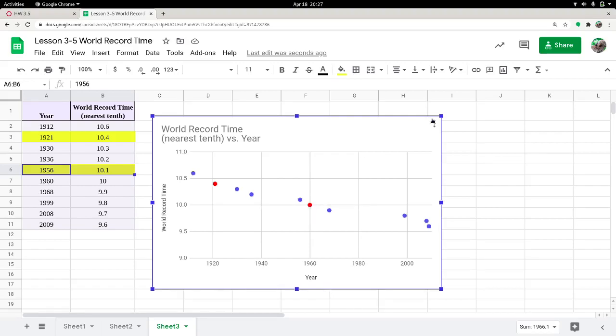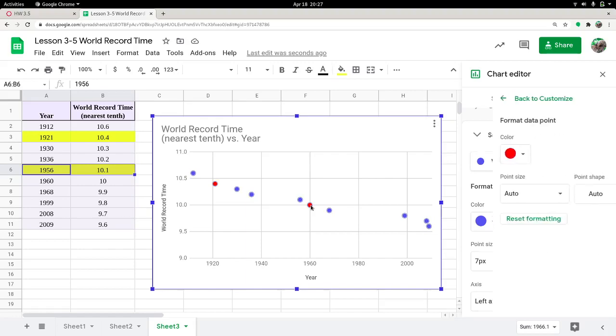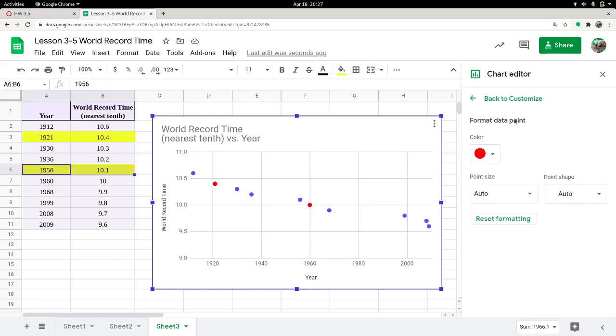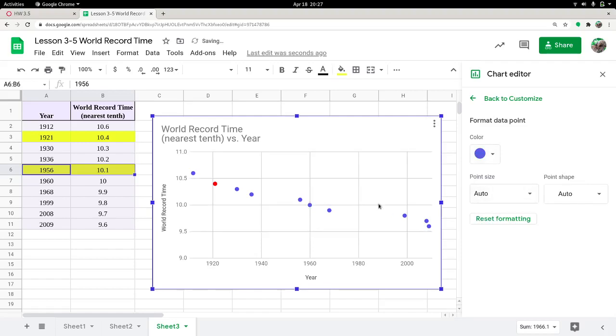Oh, it's not bringing it up. I guess I have to edit. There we go. Click, click. There we go. Customize a point here. So not that one. What was it before? One of these blues here. I want that one. Am I on that one?